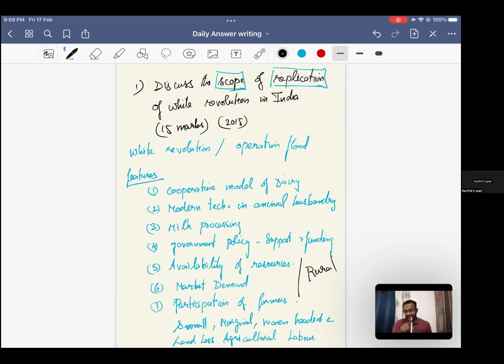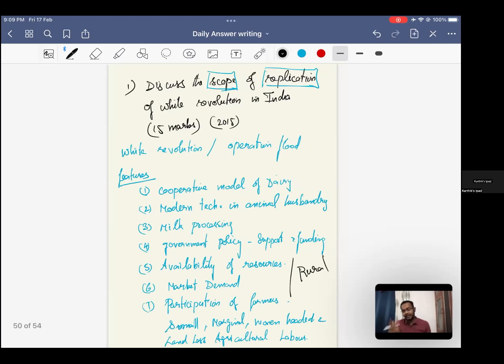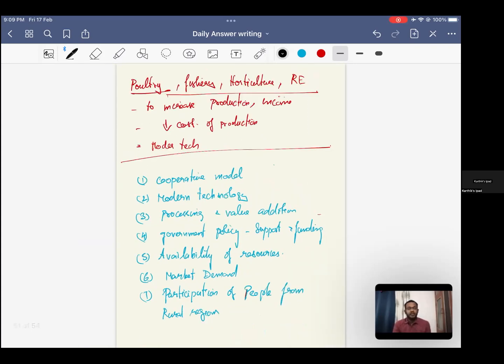So keep these features in mind and try to put them in the areas of poultry, fishery, horticulture, even renewable energy. They never said agriculture alone in the question. So you can also put it in agriculture, renewable energy areas, or any other parts to increase the production, income, to reduce the cost of production, and bring in modern technology. That's the idea. And if I have to replicate, these are the things that have to be done.